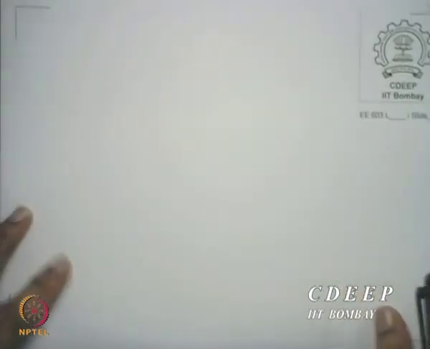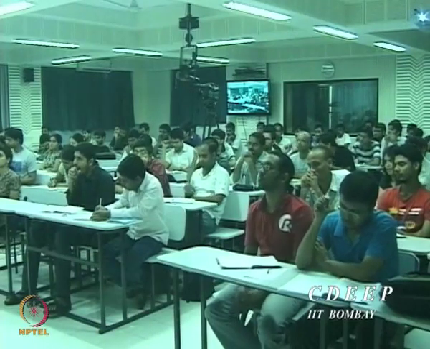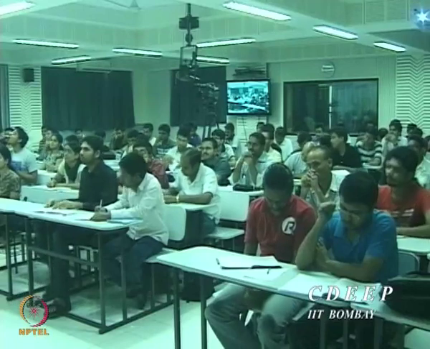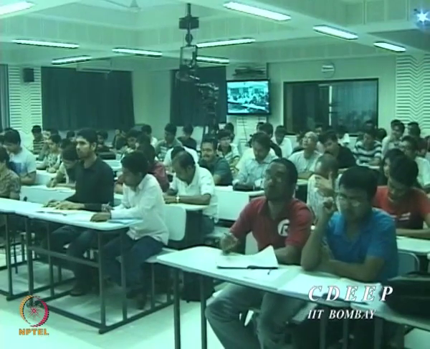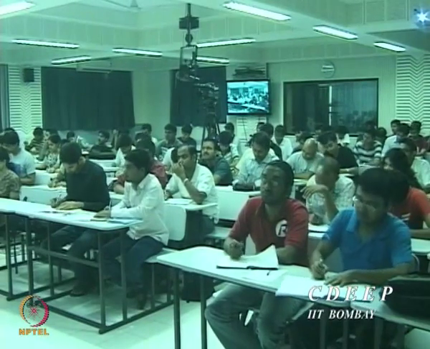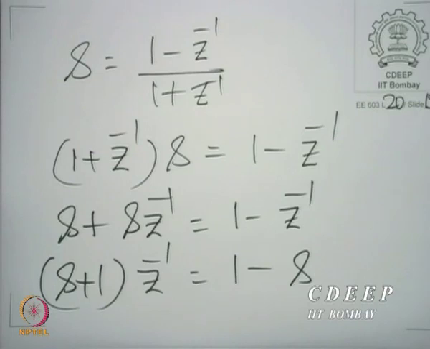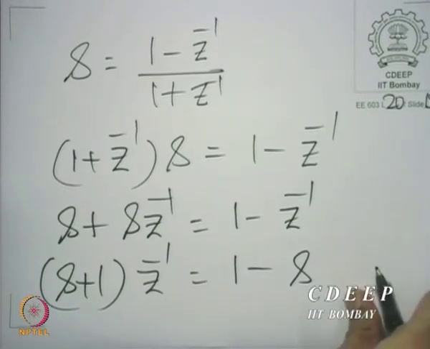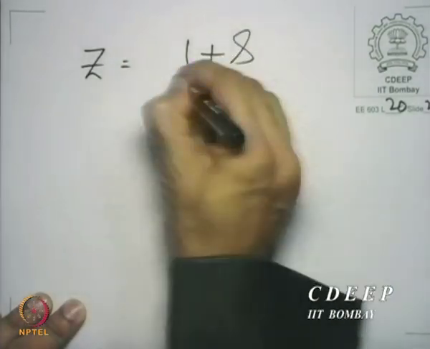Well, now about the left and the right half plane. So, let's write the inverse mapping. That's easier to deal with. So, we have S is 1 minus Z inverse by 1 plus Z inverse. So, of course, I can write 1 plus Z inverse times S is 1 minus Z inverse. So, I have S plus S Z inverse is 1 minus Z inverse. And that tells me that S plus 1 times Z inverse is 1 minus S. And therefore, z is 1 plus s by 1 minus s.